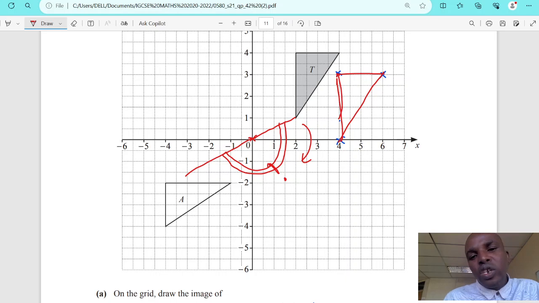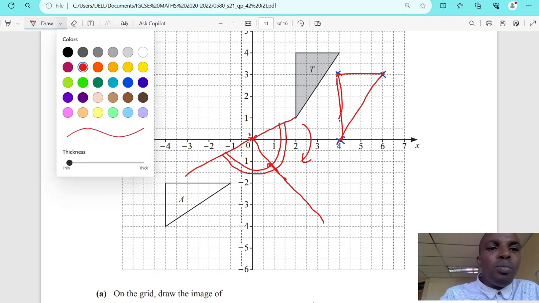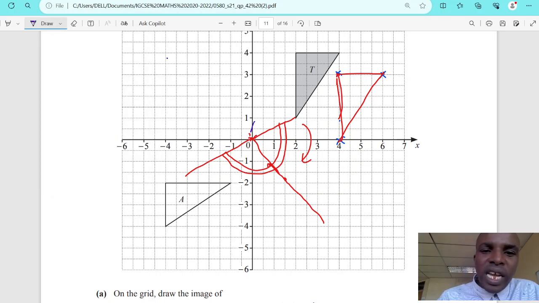You find your ruler, and you join this point with the ruler. Then you measure the distance of the original point from the center of rotation, like this distance. Then approximately how many boxes? 1, 2, 3, 4 boxes. Then the image will also be 4 boxes on this line.